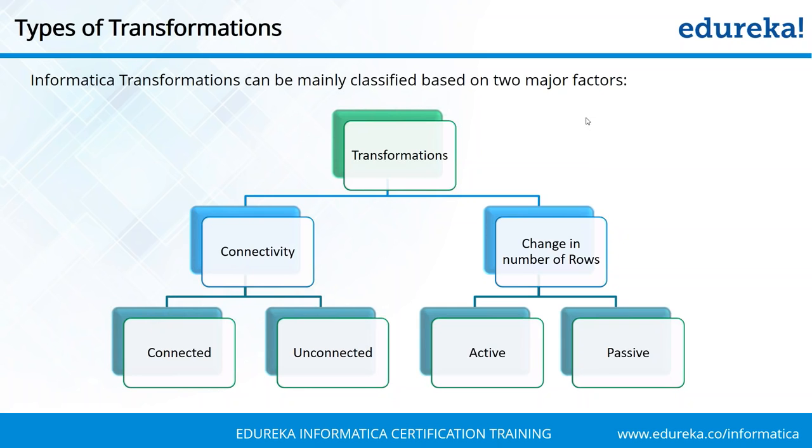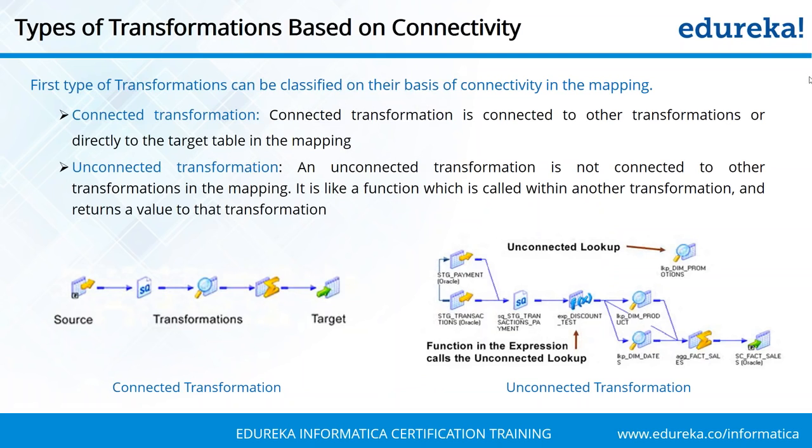Alright, so any more questions with respect to these types of transformations? Okay, so let's move ahead and look at the first category of transformations based on their connectivity. So here, as we have discussed, we have 2 types. The first is a connected transformation where the transformation is either connected to another transformation or directly to the target definition. An unconnected transformation, although it is not connected to another transformation, is still part of our mapping. Now when I refer to a mapping, it is basically the iconic representation of each of either the source or the transformation or the target definition.